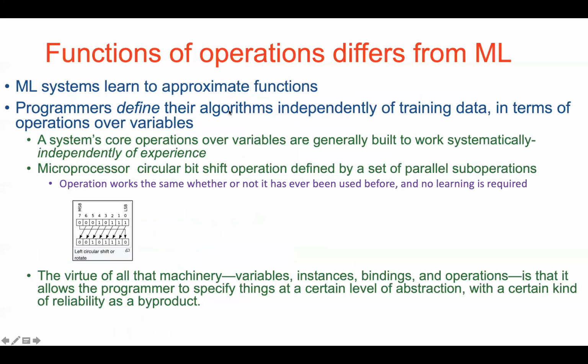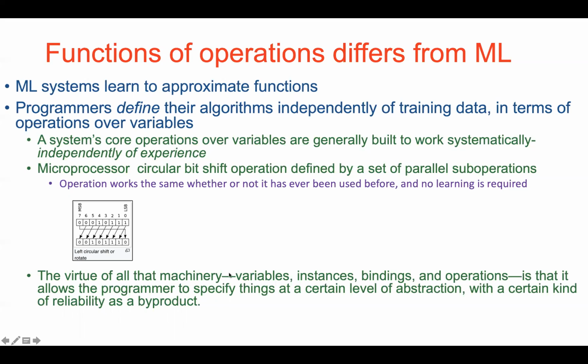Functions of operations differ from machine learning. Machine learning systems learn to approximate functions. That's what we're doing all the time, right? We're learning the function that maps input to output. Programmers define their algorithms independently of the training data, in terms of operations over variables. Systems' core operations over variables are generally built to work systematically, independently of experience. For example, a microprocessor circular bit shift operation, defined by a set of parallel sub-operations, works the same whether or not it has ever been used before, and no learning is required. The shift operation is defined as a logic.